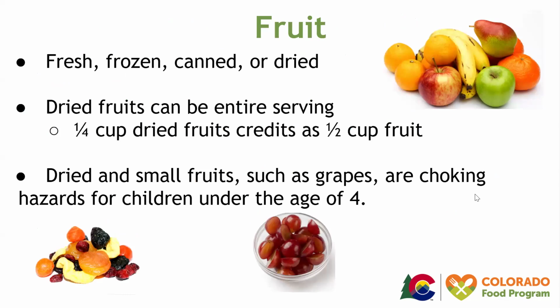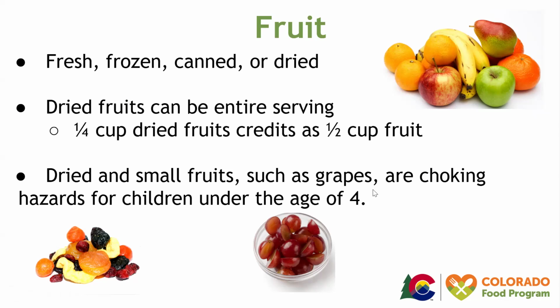So fruits can be served either as fresh, frozen, canned, or dried. Again, best practice is to start with your fresh and your frozen before moving to your canned and dried fruits. Canned and dried fruits tend to have a higher sugar content than fresh or frozen. Dried fruits can also be served because they, again, are dried and more concentrated. A 1/4 cup of a dried fruit would be credited as a half a cup of fruit.